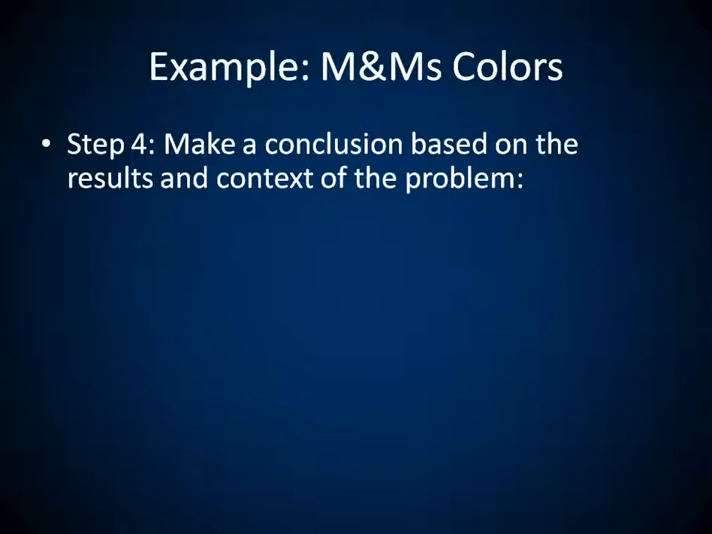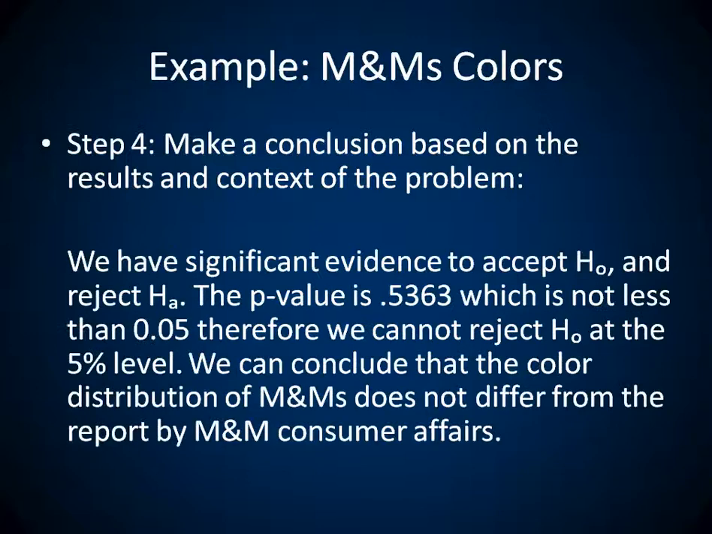Step 4. Make a conclusion based on the results and context of this problem. The p-value is 0.5363, which is not less than 0.05. Therefore, we cannot reject the null hypothesis at the 5% level. We can conclude that the color distribution of M&Ms does not differ from the report by M&M Consumer Affairs.